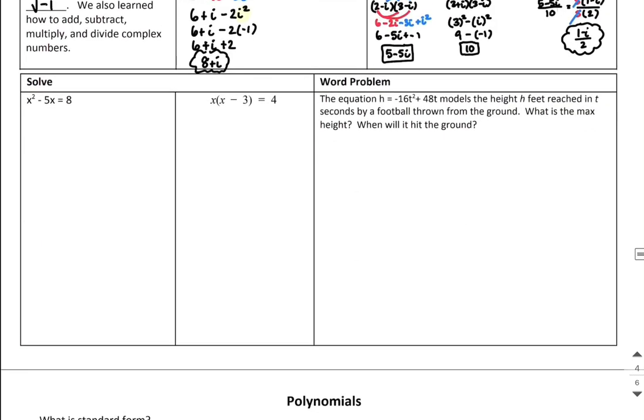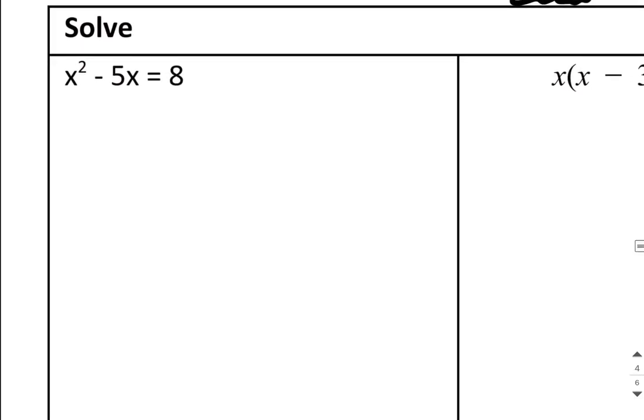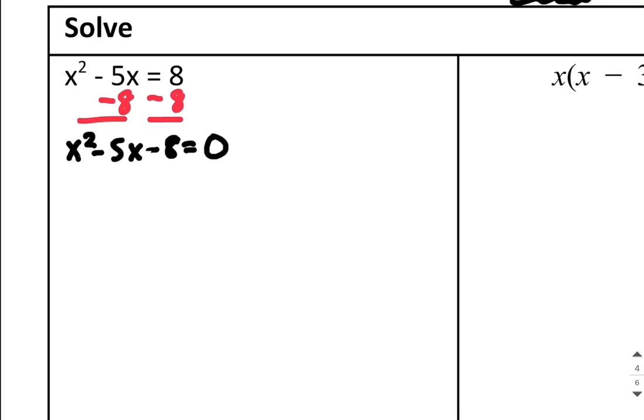We also learned how to solve quadratic equations. So if I was given an equation that looked like this, what I would want to do is get all my terms to one side and 0 on the other side. So I want to start by subtracting 8 on both sides to get this to be x squared minus 5x minus 8 is equal to 0, so I can see if I could factor it to solve. Or I always need it in that form to use whatever method I want to use to solve these.